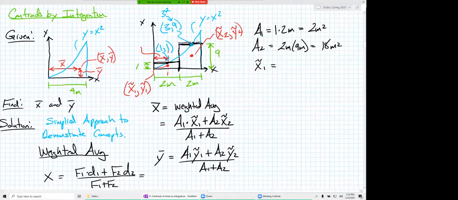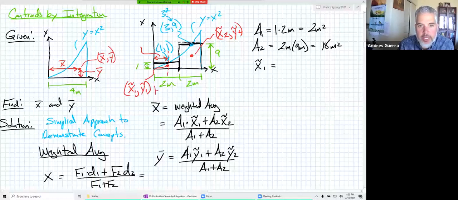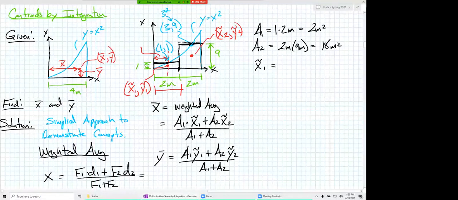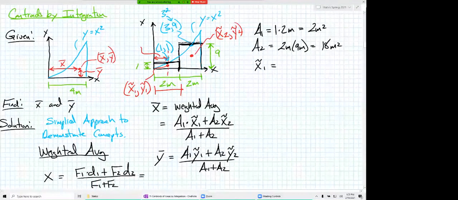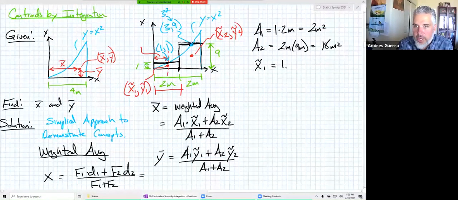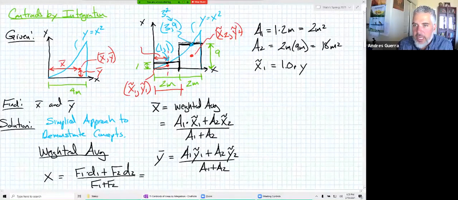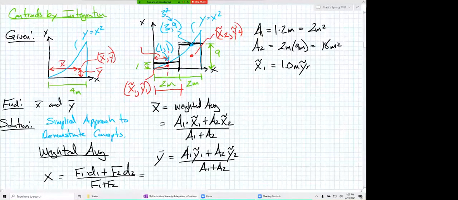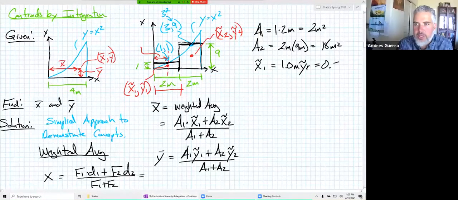Wouldn't it be like 0.5 or 1.5? It's 2 meters from here to here, so wouldn't it be in the center? That would be 1 in the x direction and then 0.5. So in the x direction, it would be 1.0 meters, and in the y, it would be 0.5. Thank you for both of those answers. So now we have x tilde 1, we have y tilde 1.